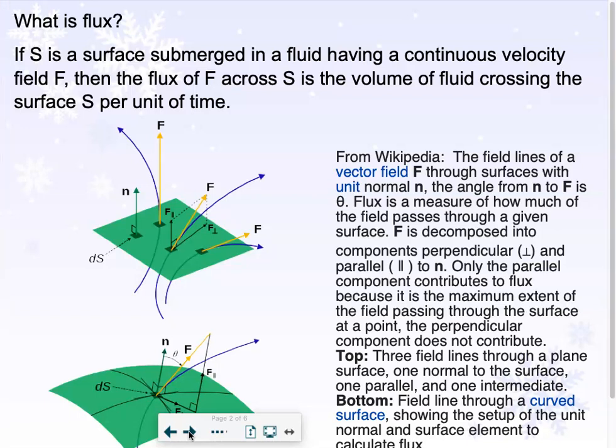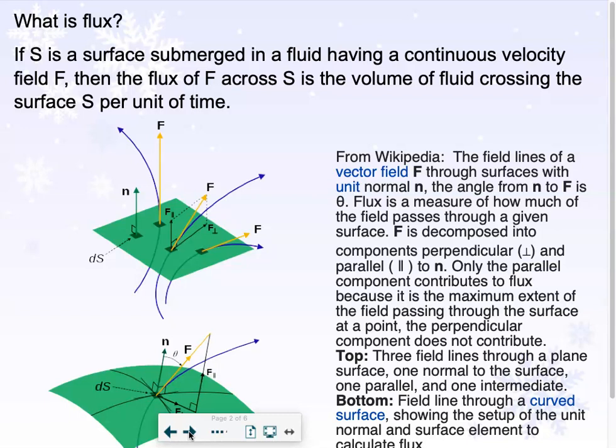Okay, so from Wikipedia: the field lines of a vector field F through surfaces with unit normal vector n. The angle from n to F is theta. Flux is a measure of how much the field passes through a given surface. F, that's your field, is decomposed into components perpendicular and parallel to the vector normal to the surface. Only the parallel component contributes to flux because it is the maximum extent of the field passing through the surface at a point. The perpendicular component does not contribute.